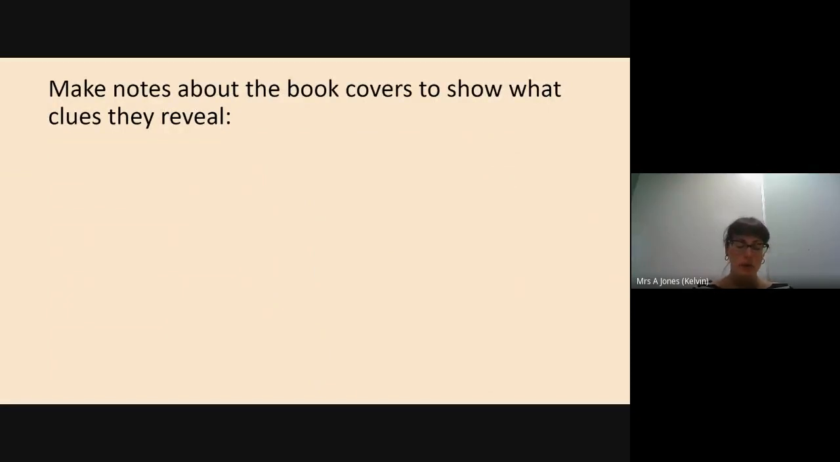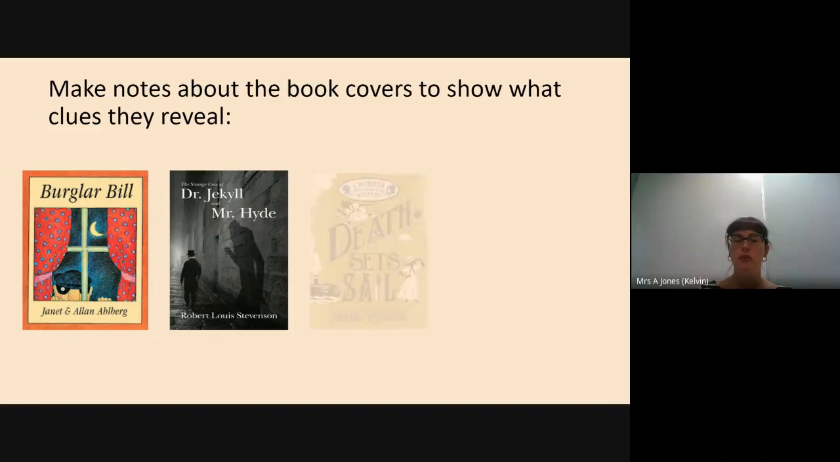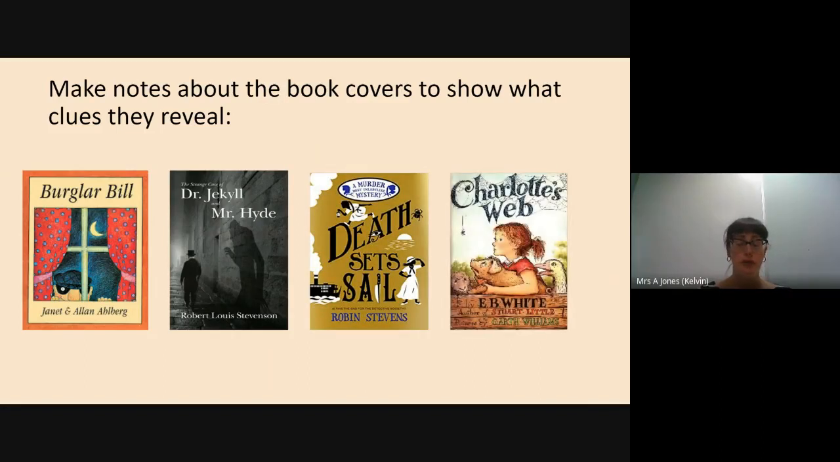So you've done one and discussed it. So let's have a look at these other 4 book front covers. Let's make some notes about these covers and what clues they reveal now. So we've got 4 very different book front covers, and I would like you to think about who might read these books, who would be attracted to them, what age, what gender possibly, what might be going on in these books, what kind of genre.